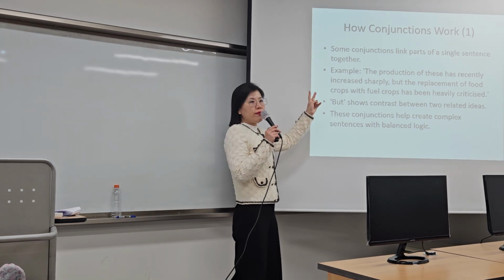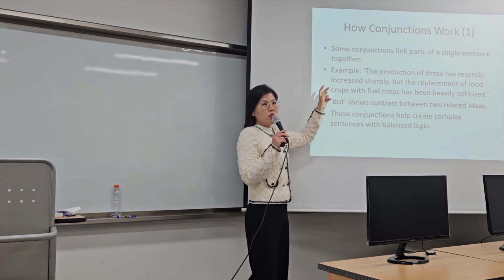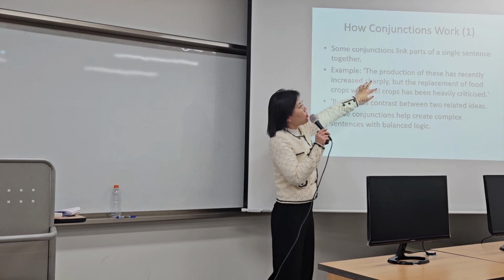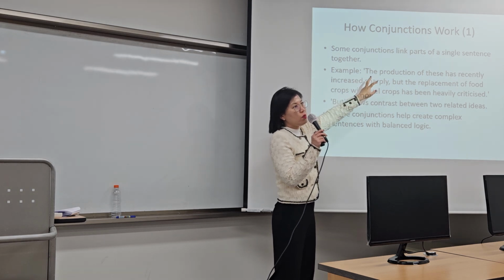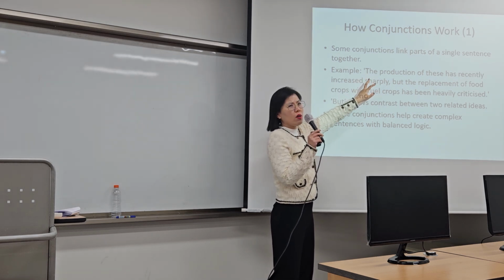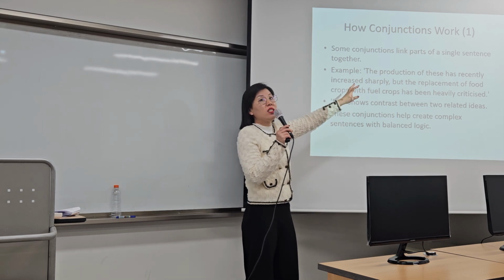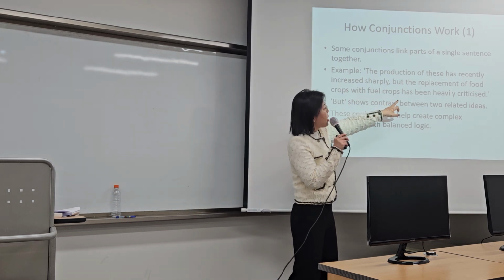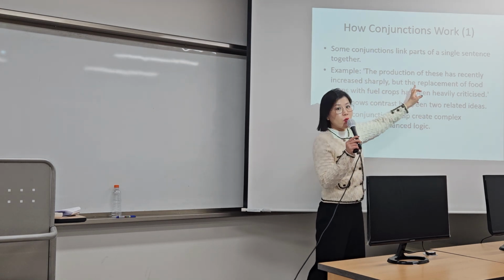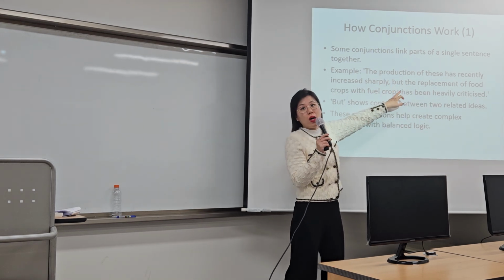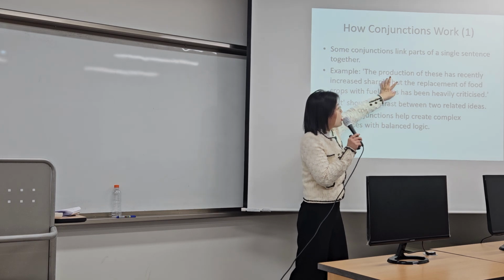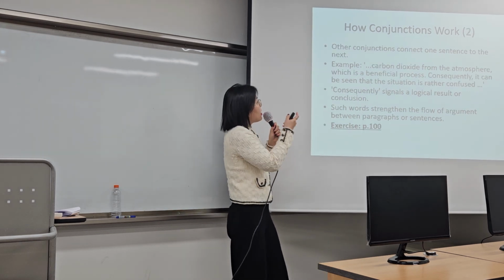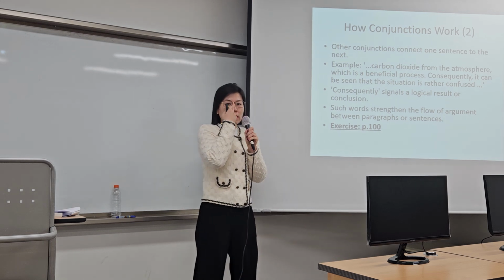Right, so there are two types of conjunction. The first type connects two clauses within one sentence. Because it's only one sentence here, although we use the same but, it's still one sentence; it connects two clauses instead of two sentences. And then the second type is connecting two sentences.